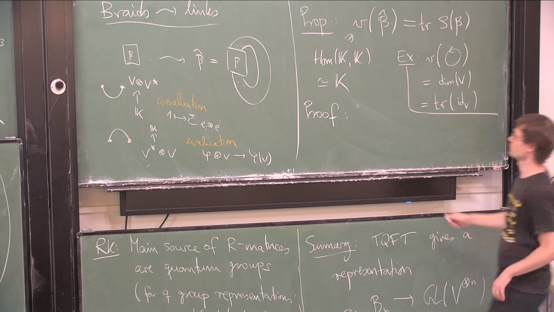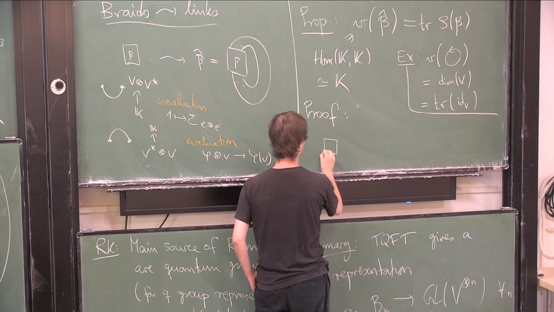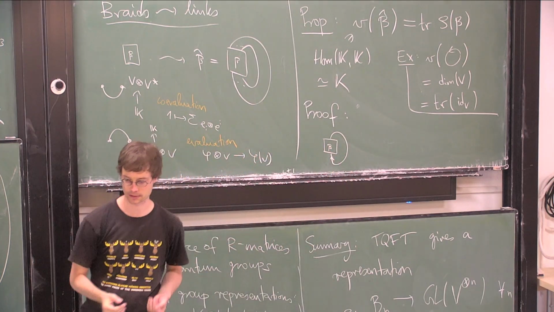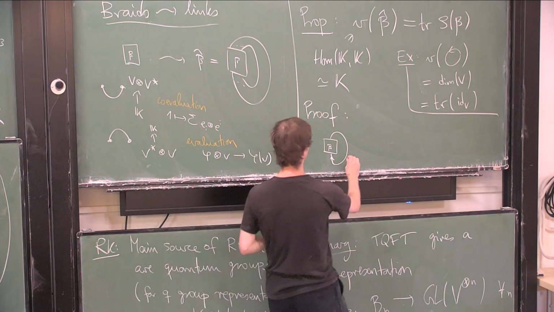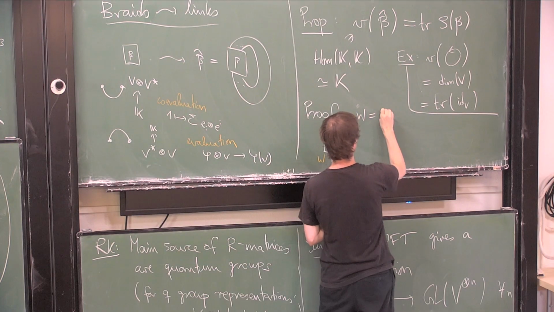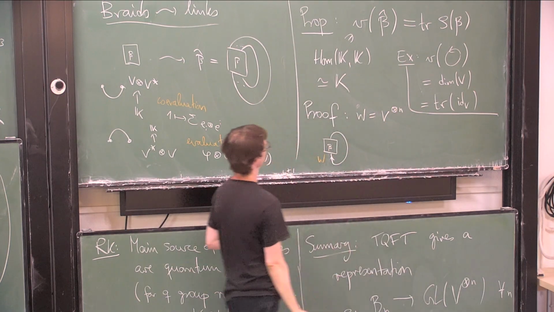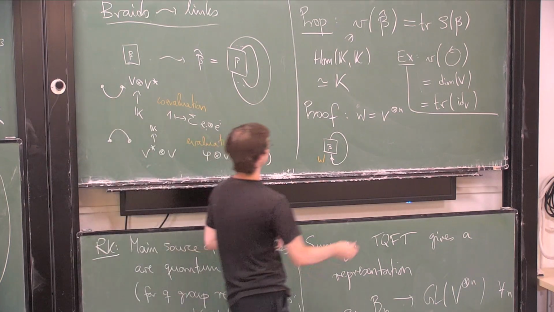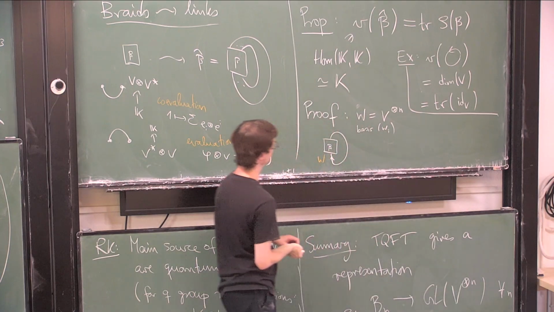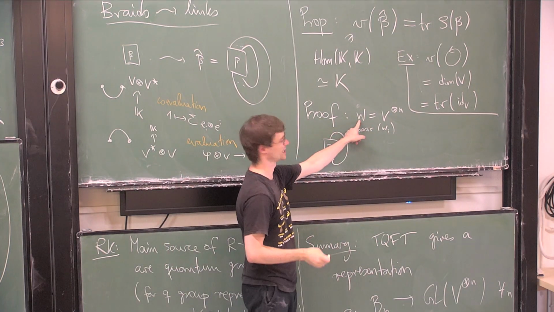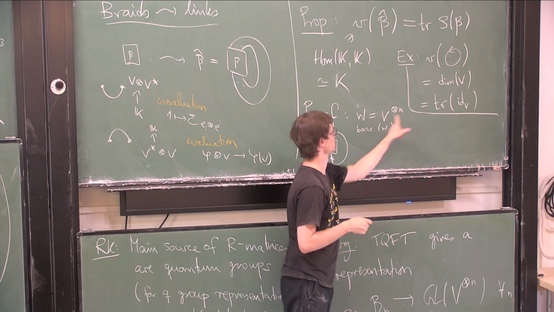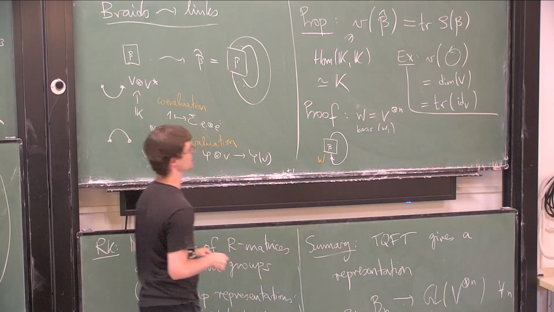So for the proof, I will write it like this. Let beta be a braid, and I will just write one string, where what is written on it is W. W is just V tensor n. And so I consider a basis W_i of W. Actually it is a basis of the form of n-tuples of basis vectors of V.